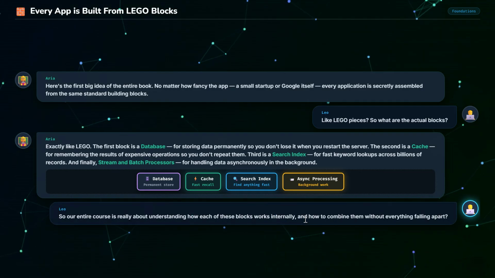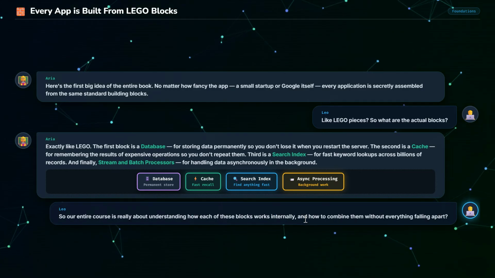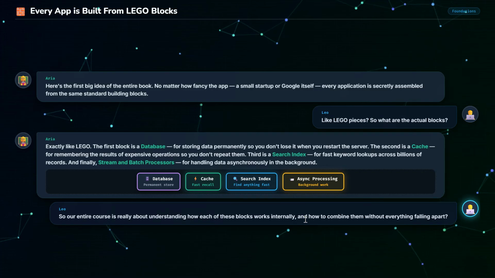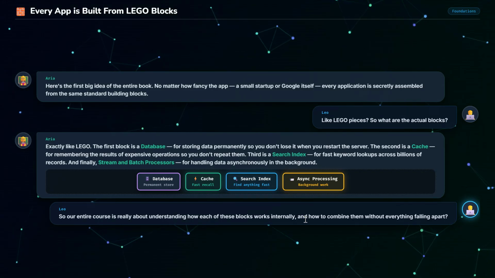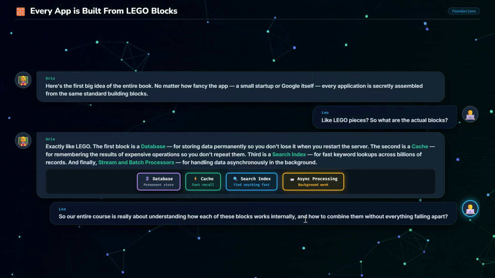So our entire course is really about understanding how each of these blocks works internally, and then how to combine them effectively without the whole architecture collapsing under real-world load.